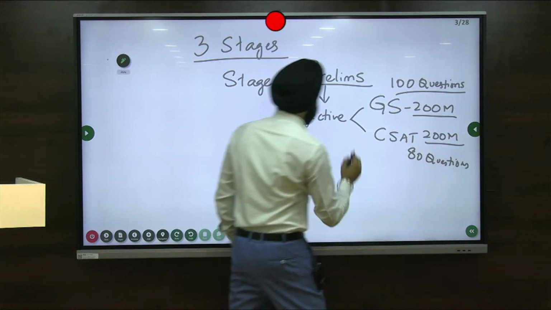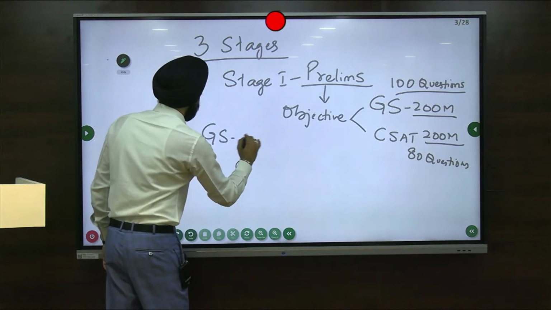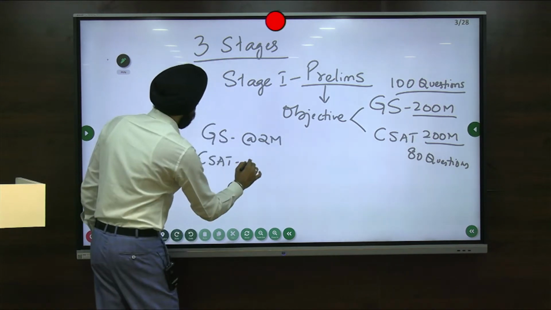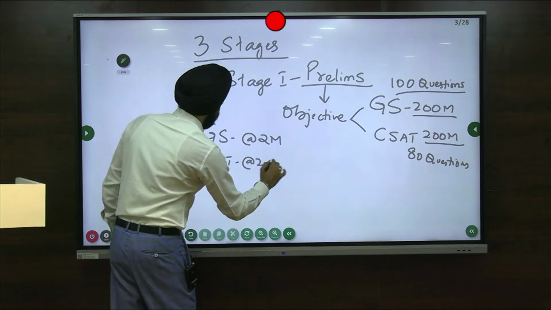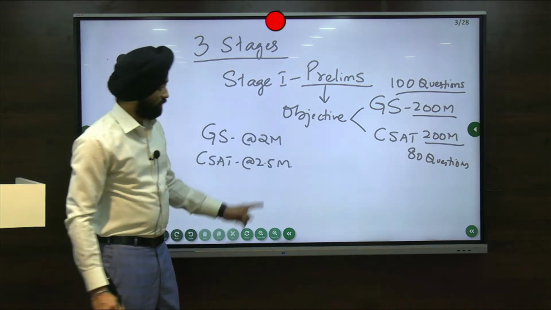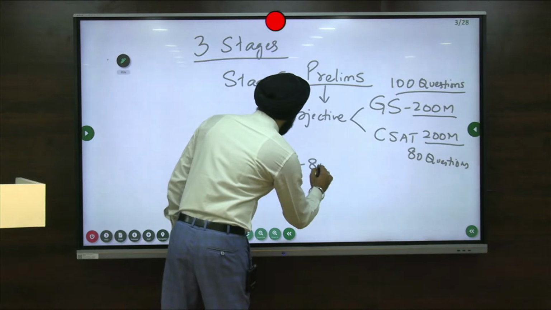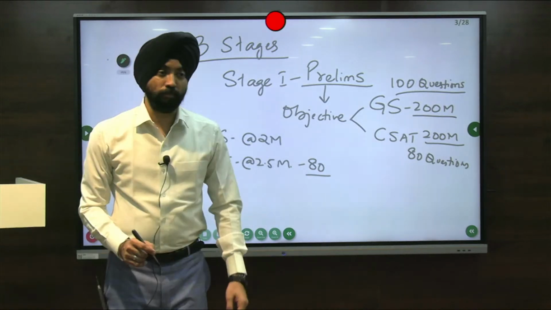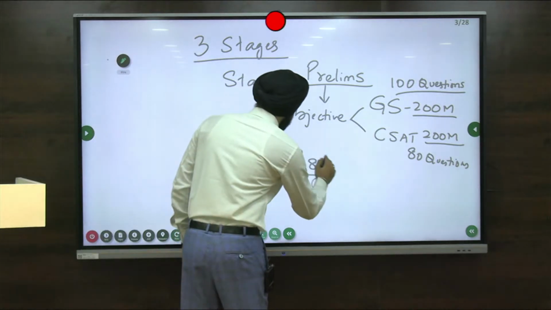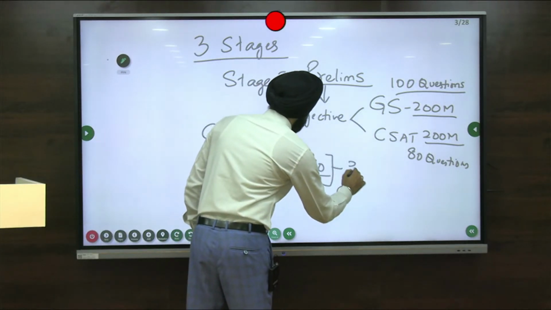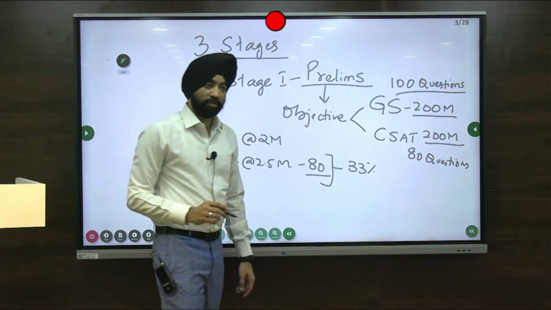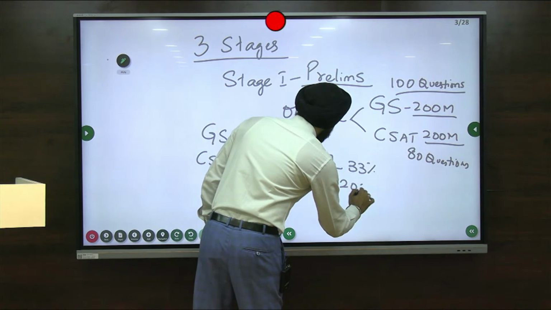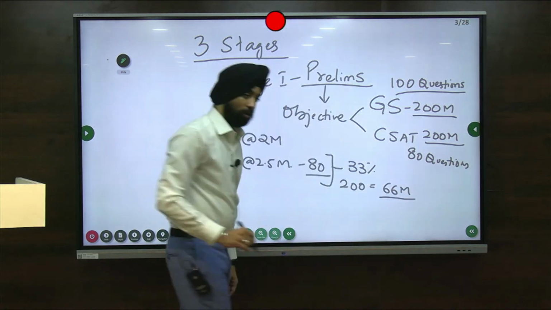It means in the GS paper, each question carries 2 marks, and in the CSAT paper, each question carries 2.5 marks, because there are only 80 questions here. For clearing the CSAT paper, UPSC says that you need to get 33% marks. It means out of 200, we need to get 66 marks to qualify in paper 2, that is the CSAT paper.